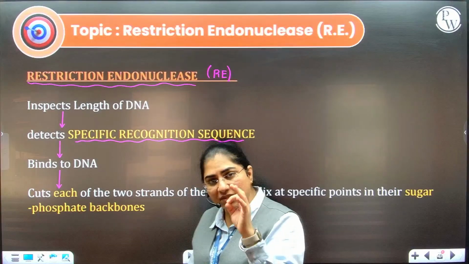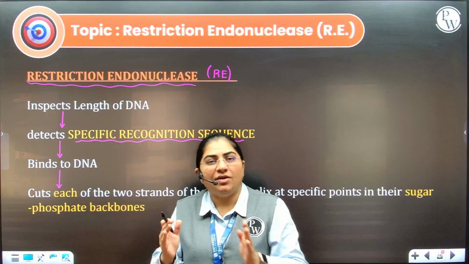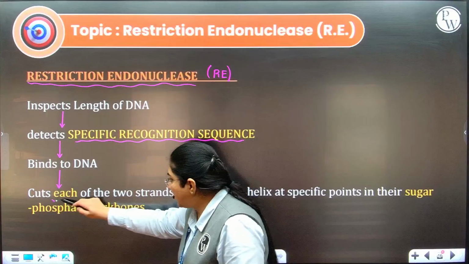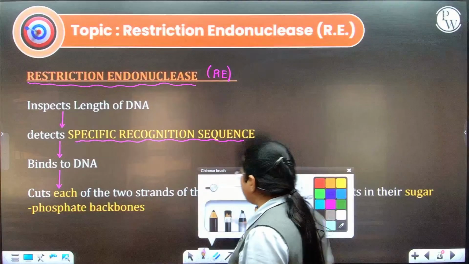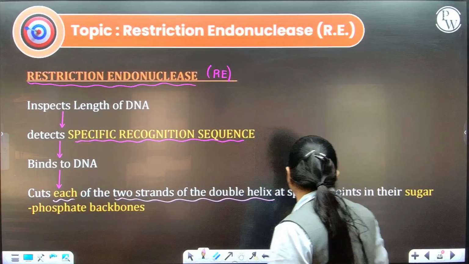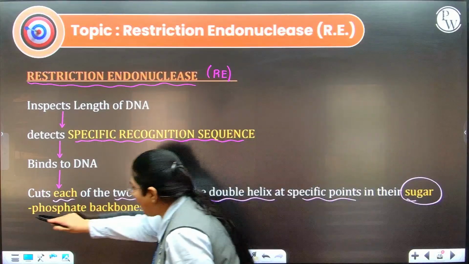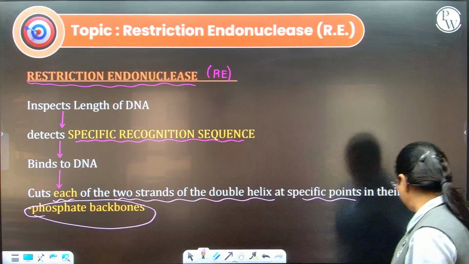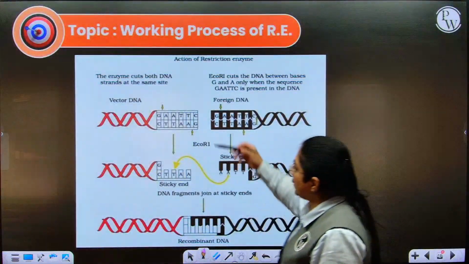So remember, it makes a cut on both the strands, not in the center, slightly away from the center of the palindromic sequence. So it cuts each of the 2 strands of the double helix at specific points in their sugar phosphate backbones, that is, the phosphodiester bond, it will break and thereby produce, so see, the sticky end.